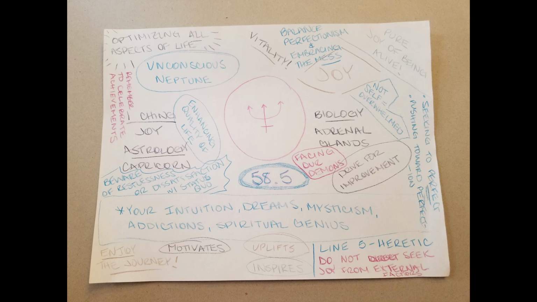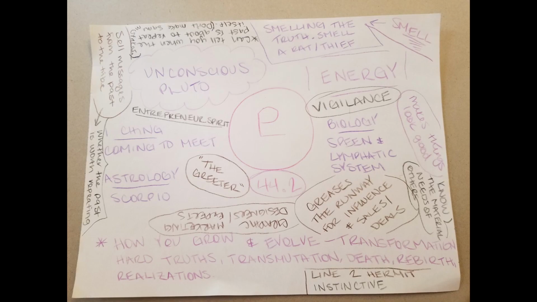And lastly, we have the unconscious Pluto. Pluto, again, is all about how you grow and evolve, transformation, hard truths, transmutation, death, rebirth, and realizations. And for me, this is gate 44.2. Gate 44 is the gate of energy and vigilance.